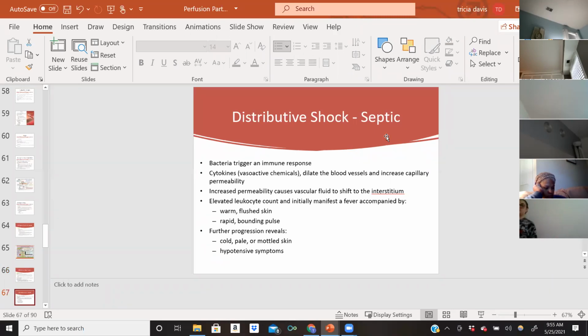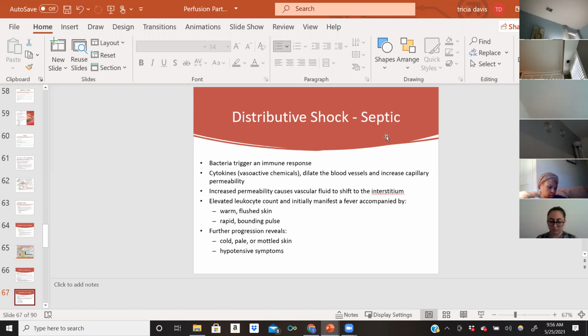So usually with septic shock, it's bacteria that triggers this immune response. We have these vasoactive chemicals that we call cytokines. They're released in the blood and they dilate the blood vessels and cause an increase in our capillary permeability. When we see that increase in permeability, it's going to cause vascular fluid shift to the interstitium. We're going to see elevated leukocyte counts and initially a fever accompanied by warm, flushed skin, and then a very rapid bounding pulse. Those are those compensatory mechanisms.